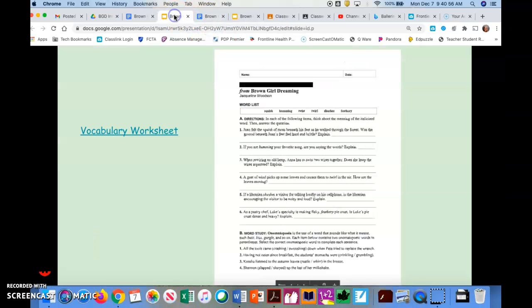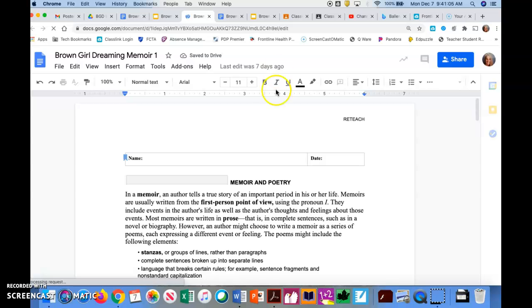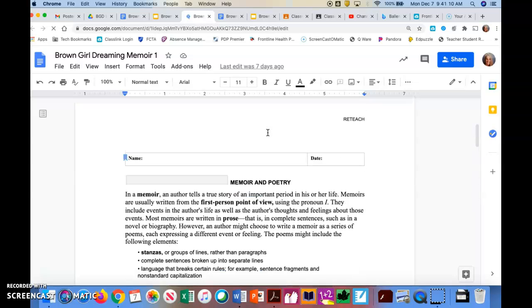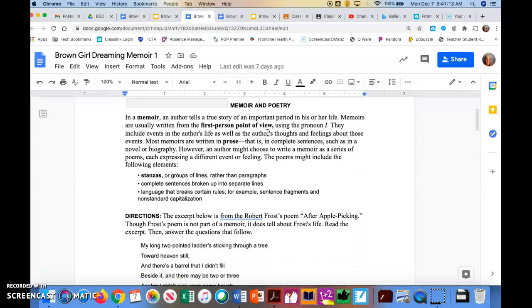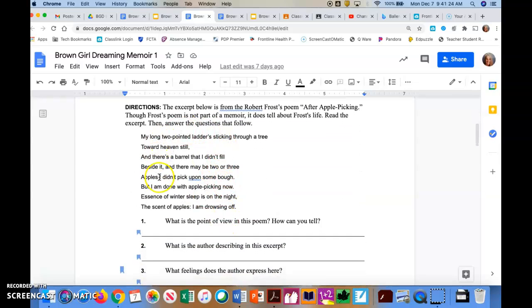Then you will also have memoir and poetry worksheets. So here you have one worksheet. It is 2 pages long, or 3 actually it says. And again, on the top of the page you get information explaining what a memoir is and what verse is. And then you're going to go through and you're going to read these. In this first section, you're going to read the poem by Robert Frost, After Apple Picking. Once you're done reading the poem, you want to answer the questions below.